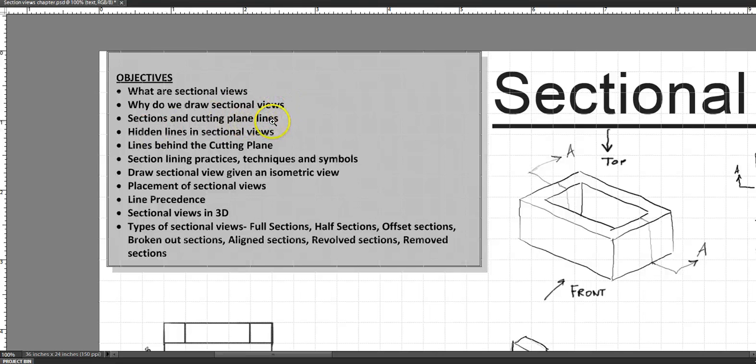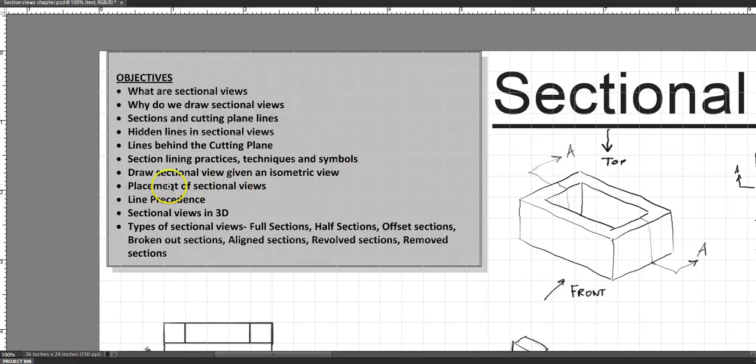Sections and cutting plane lines. Hidden lines in sectional views. Lines behind the cutting plane. We're going to see what the sectional lining practices, techniques, and symbols for sections are. Then we will draw a sectional view when an isometric view of the object is given.